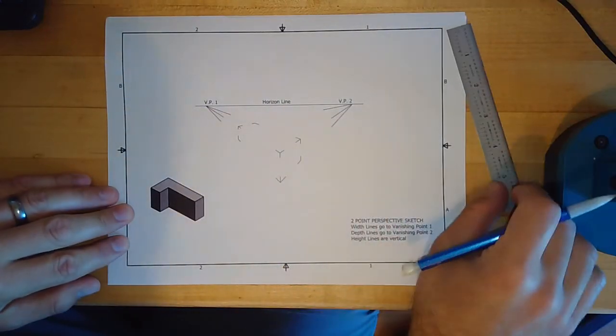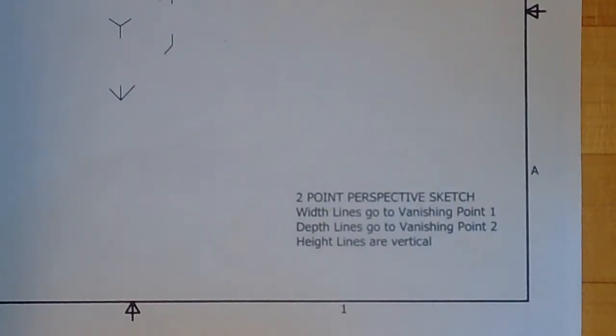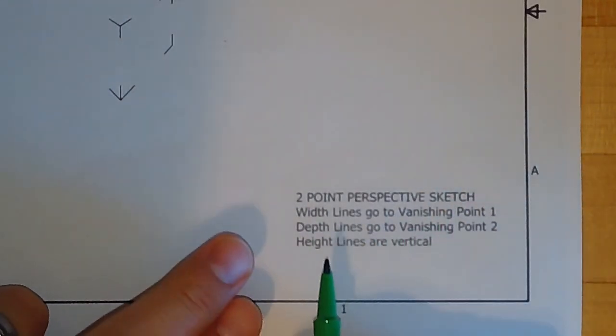All right, we are back here. We're going to take a look at our next type of drawing. That drawing is going to be a two-point perspective drawing. Now, what I want to show you here is just what's changed in our three rules.